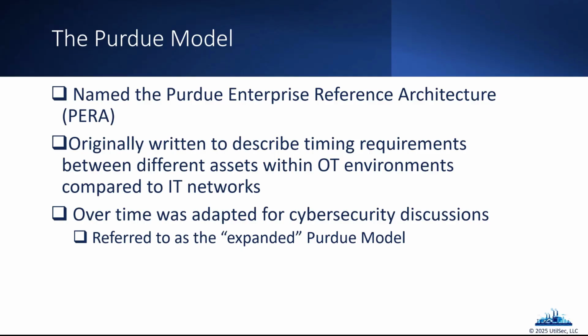When that operator makes that change, or when a control system makes that change, it needs to happen instantaneously. So communication between assets on the OT network has to happen much more quickly, especially between those control systems we would talk about at the lower levels of the Purdue model.